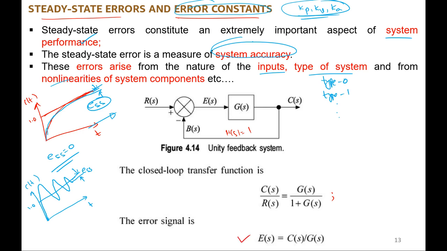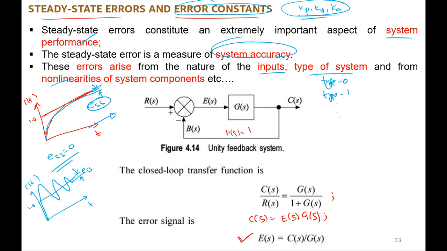The error signal. How to write this error signal? I'll tell you. See here. What is C of s? C of s is equal to E of s into G of s. So let me write it here one more step. C of s is equal to E of s into G of s, right? But I want the error signal. So error signal E of s is equal to C of s divided by G of s. So the same thing they have written here. E of s is equal to C of s by G of s.